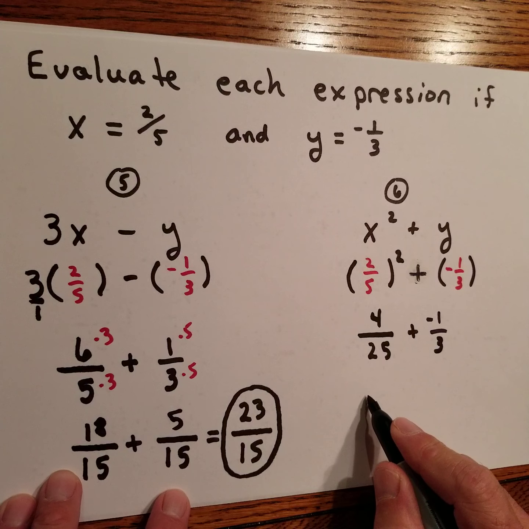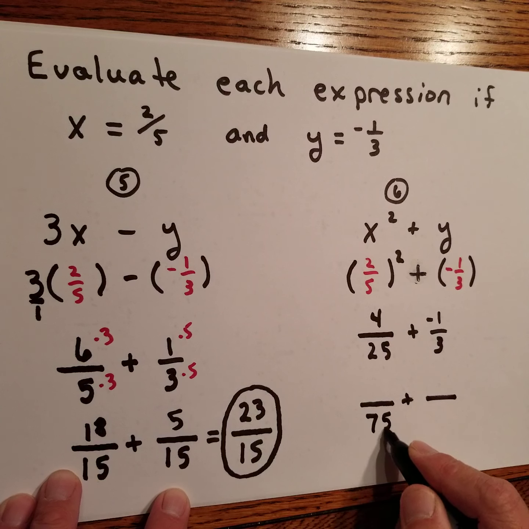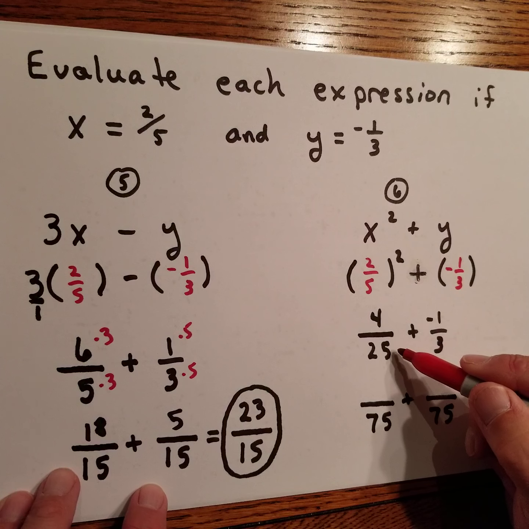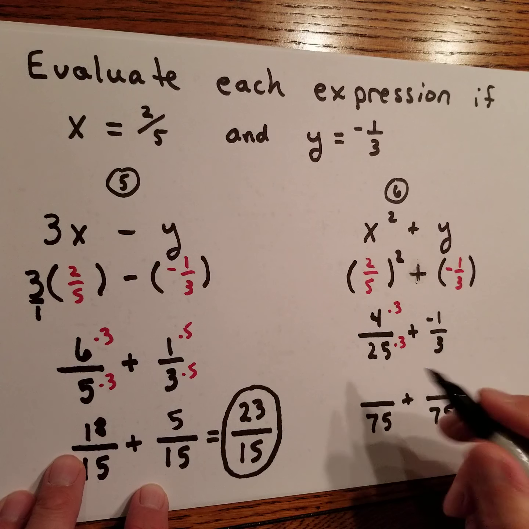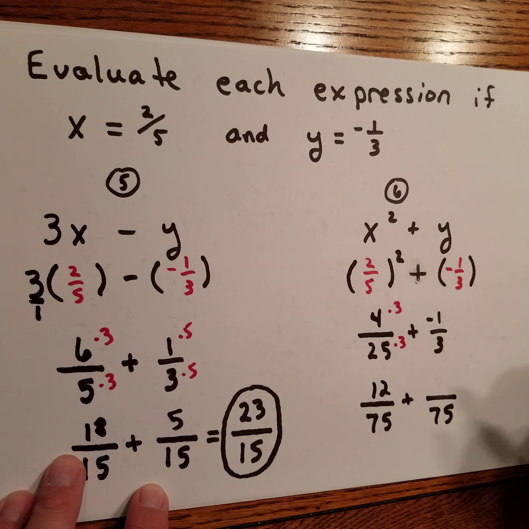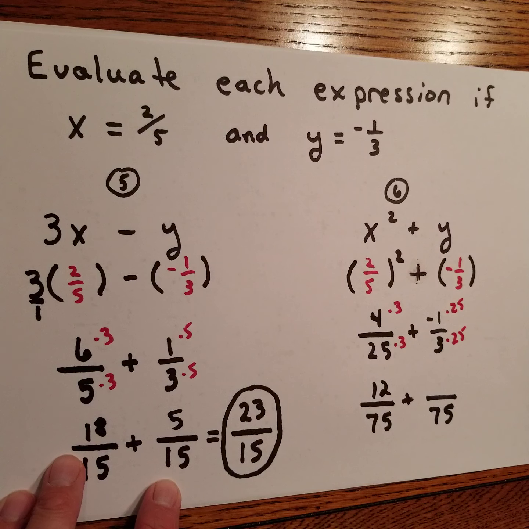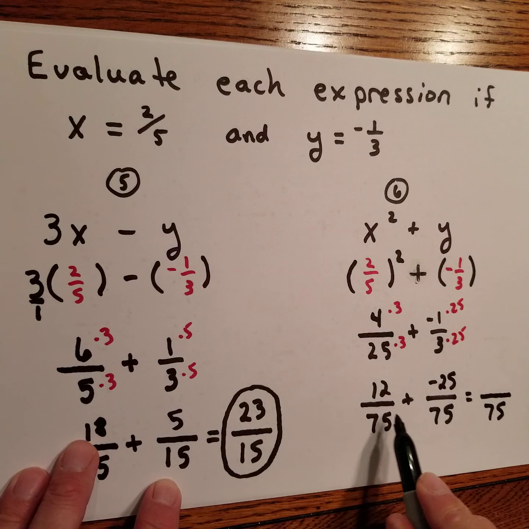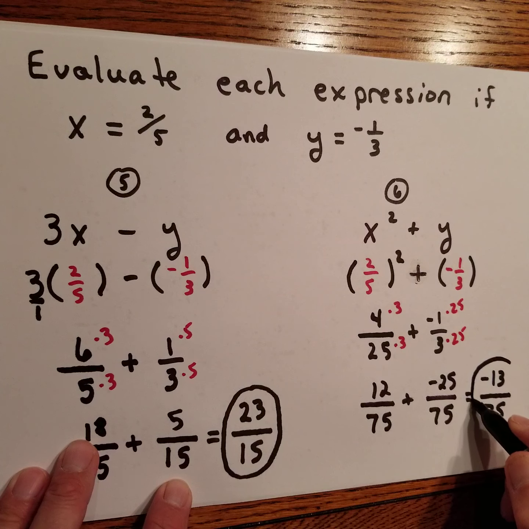Now common denominator. 25 and 3 both go into 75. What do you multiply times 25 to get 75? That's 3. And what do you multiply times 3 to get 75? That's 25. Now keep the common denominator and combine +12 with -25. Great.